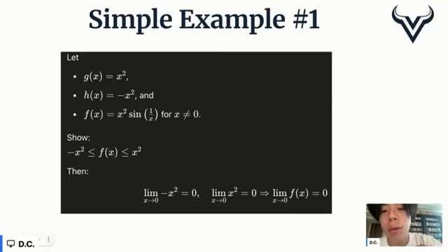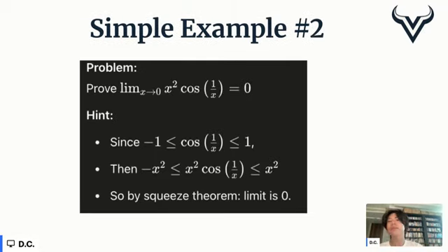But what will happen if x is approaching 0? The left side, negative x squared, approaches 0. And the right side, x squared, is also approaching 0. So according to the Squeeze Theorem, in this case, if x is approaching 0, f of x must also approach 0.